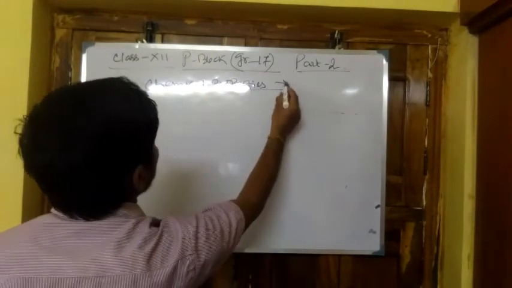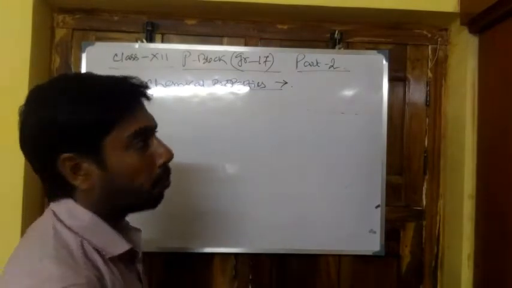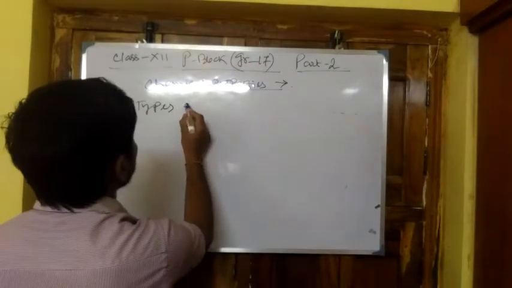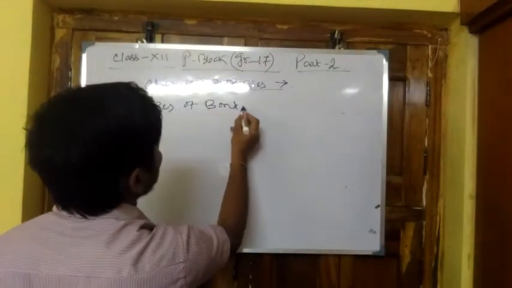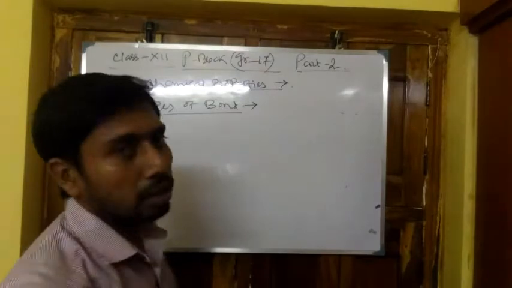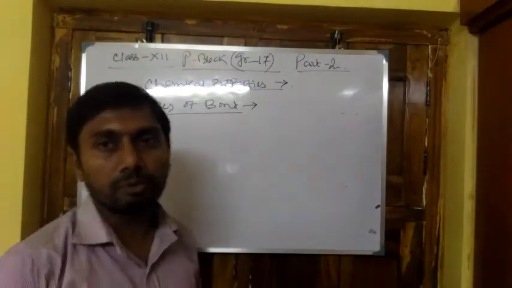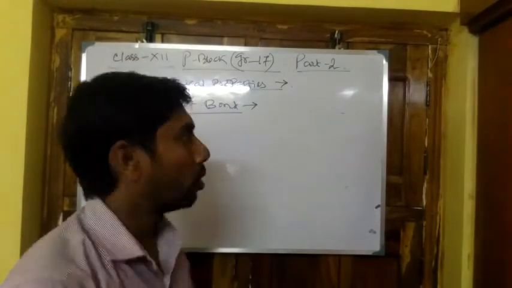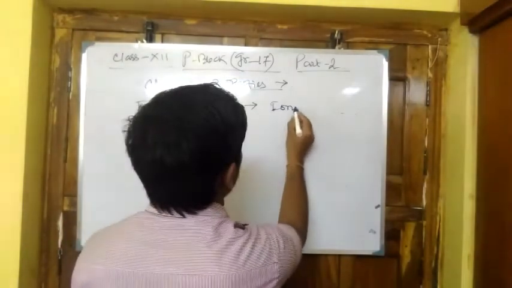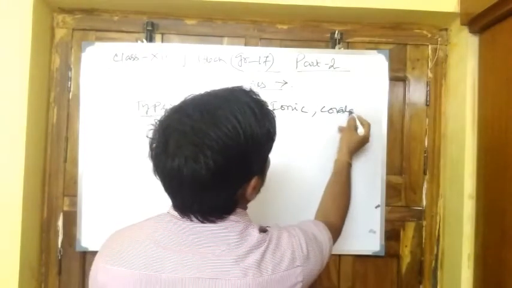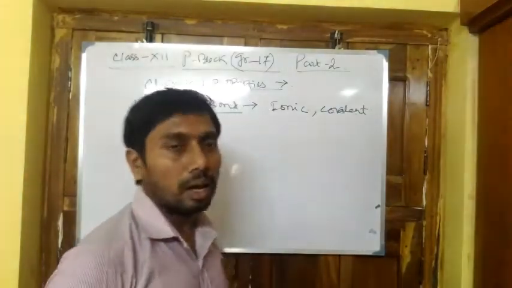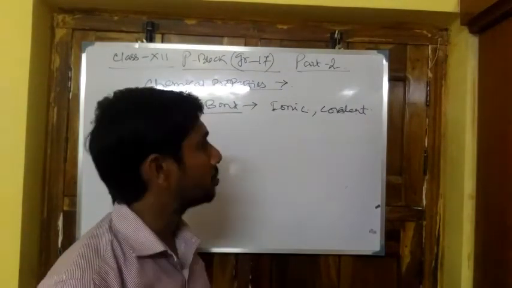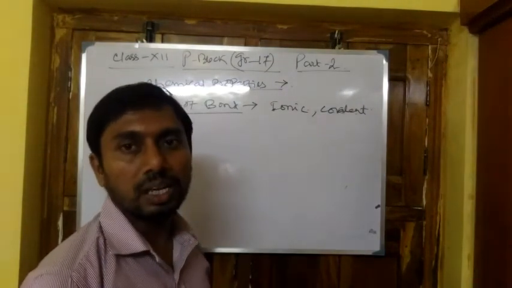Under the chemical properties, first is the types of bond the compounds form. Halogens form compounds with both types of bond, that is the ionic bond and the covalent bond. Ionic bond is formed by the absorption or taking up of electron from another species, and covalent bond is by sharing of electron.